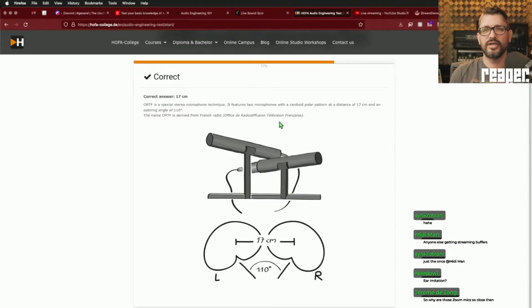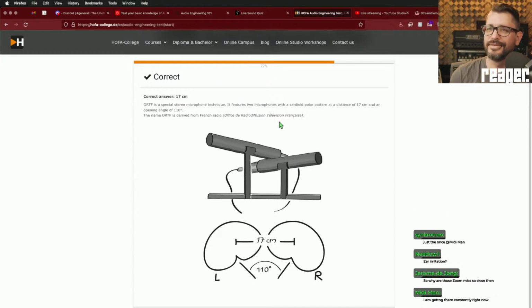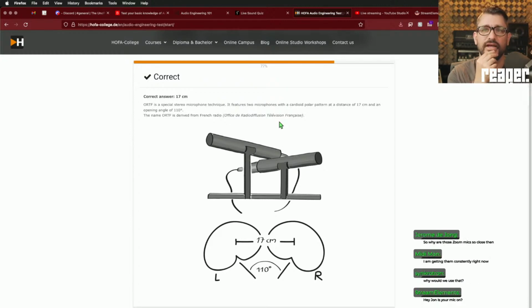Why are the Zoom mics so close? I guess the smaller the mic, the closer they can be. Why would we use that? ORTF is a very natural sounding stereo positioning. It's not super wide, like an AB or spaced pair.